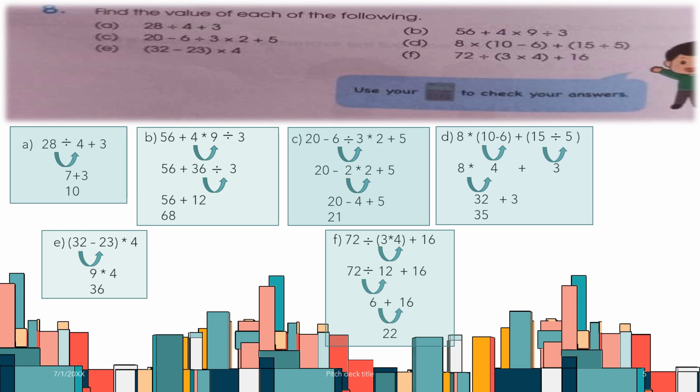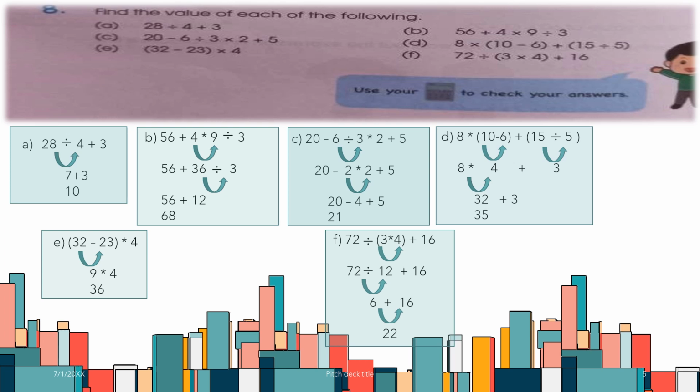For part B, we have 56 plus 4 multiplied by 9 divided by 3. Again, according to our rule, multiplication and divisions are going to solve first. So from left to right, we first solve 4 multiplied by 9, which is 36, and then we divide this 36 by 3, which is 12, and then finally from left to right, we have 56 plus 12, which is 68.